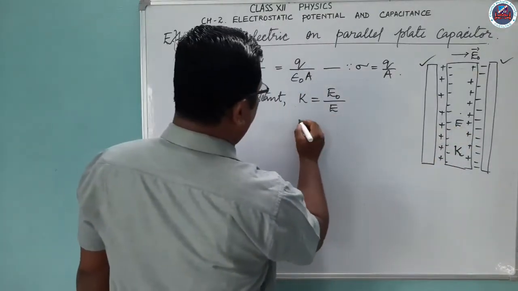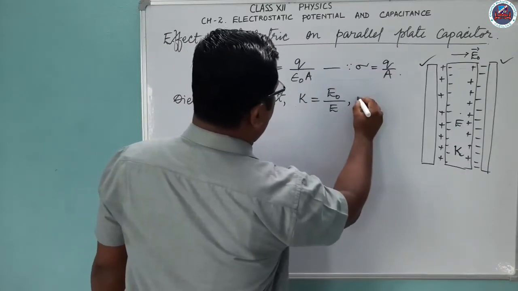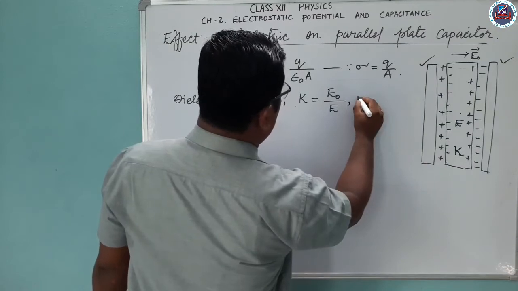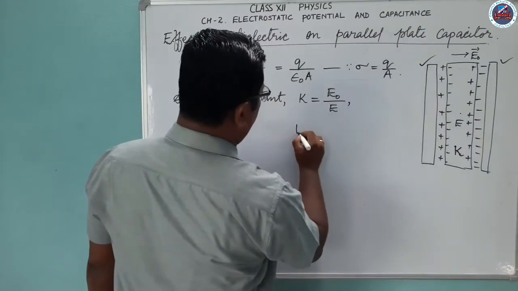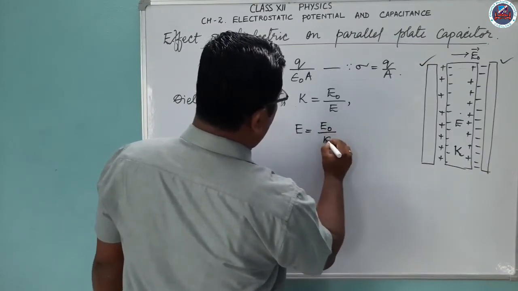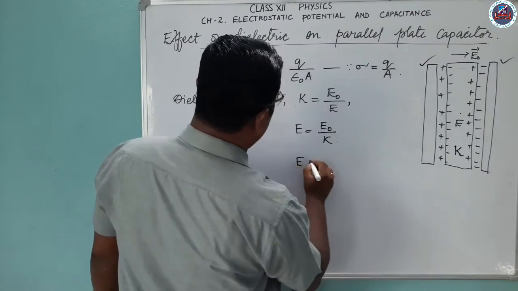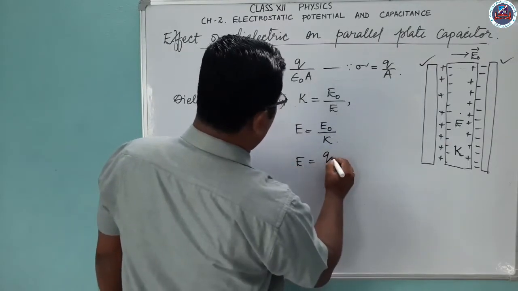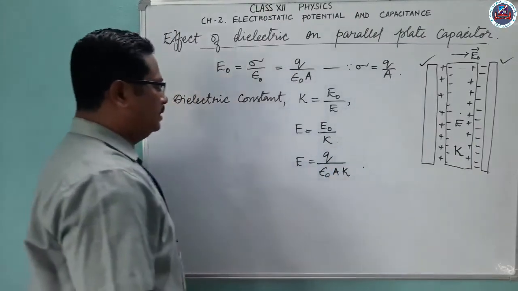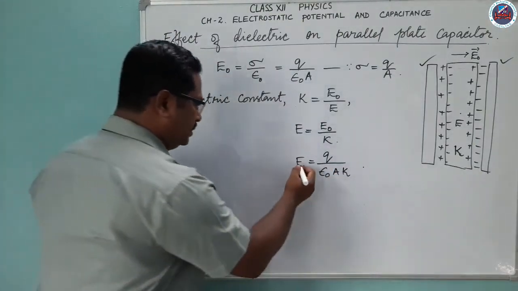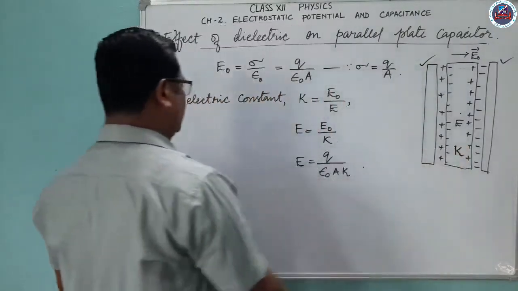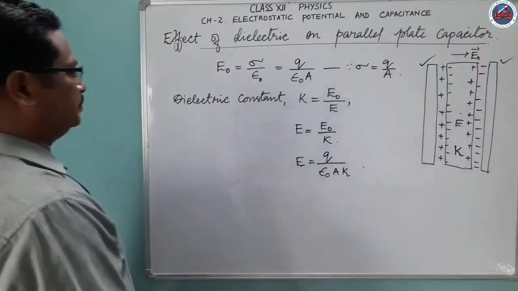So from here we get the expression E is equal to E naught divided by K, and if you put the value of E naught, it is Q divided by epsilon naught A into K. Like this you can find the resultant electric field intensity inside the capacitor, that is in the dielectric placed inside the capacitor.